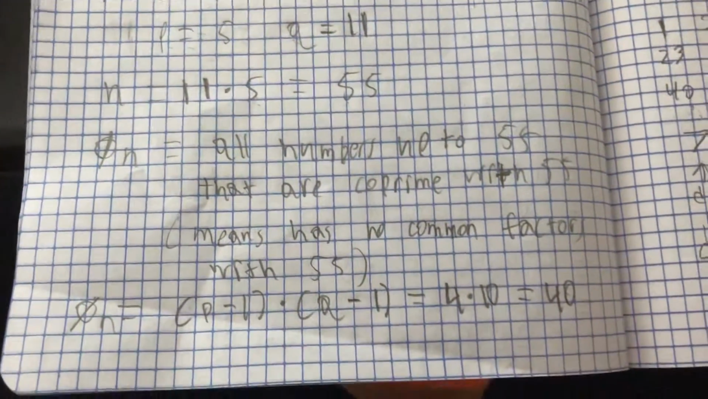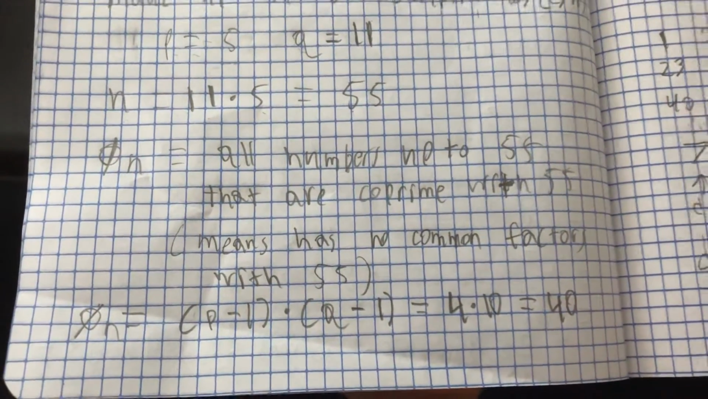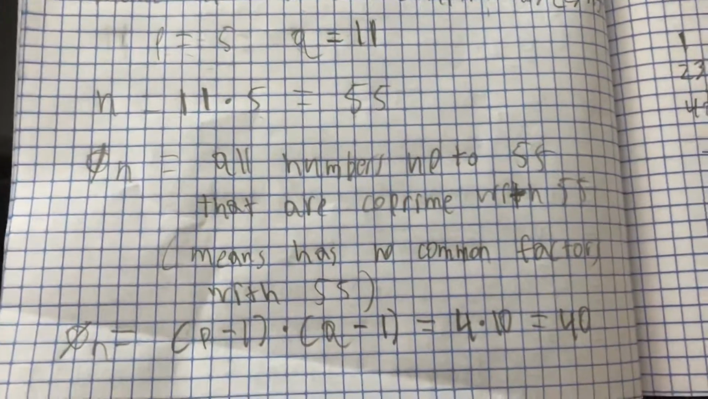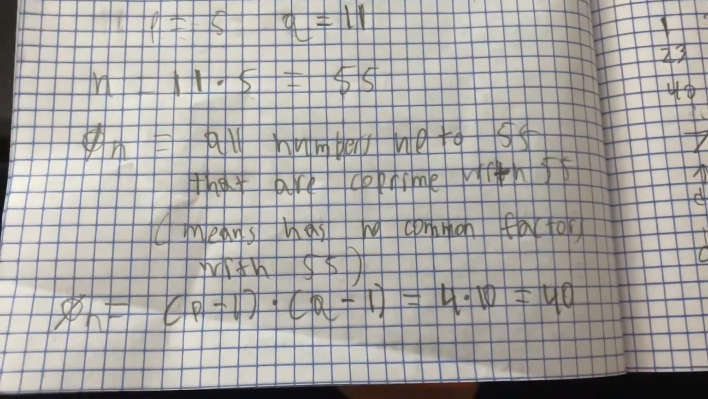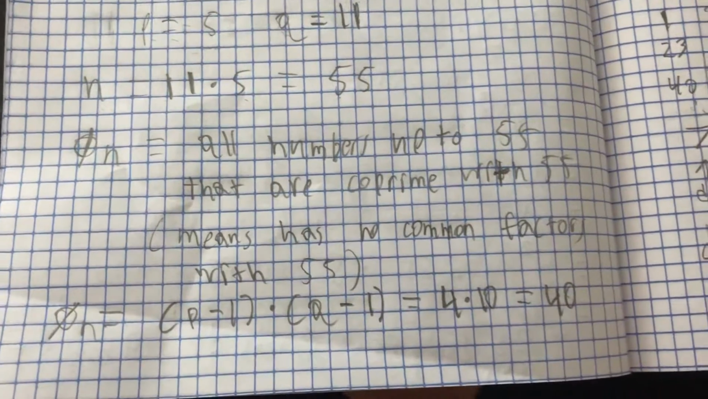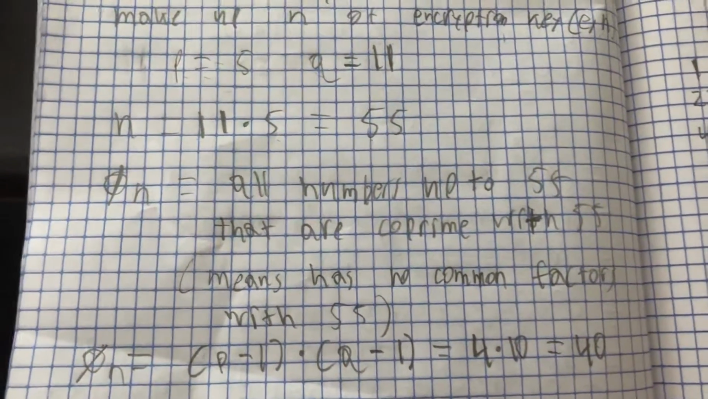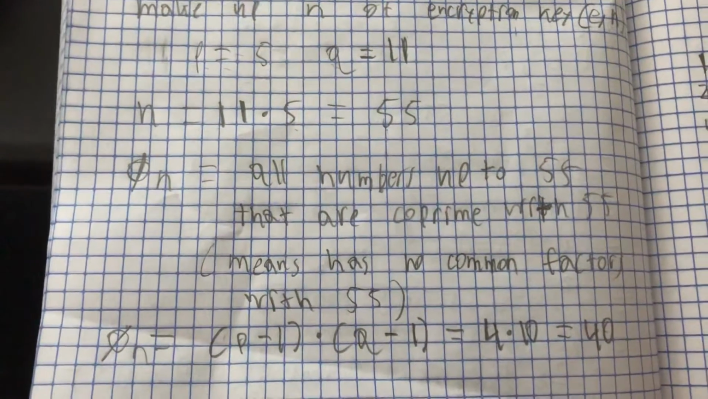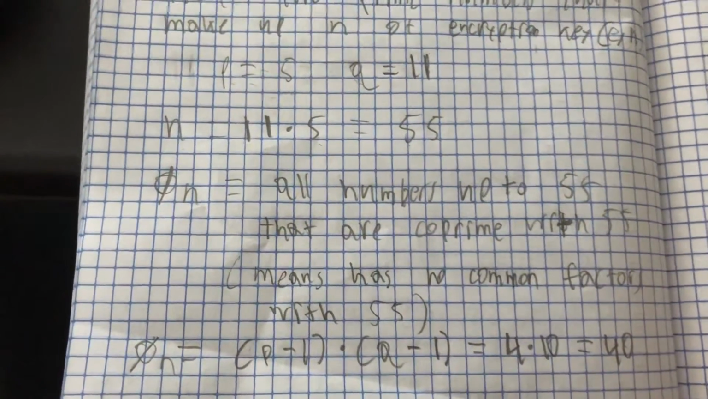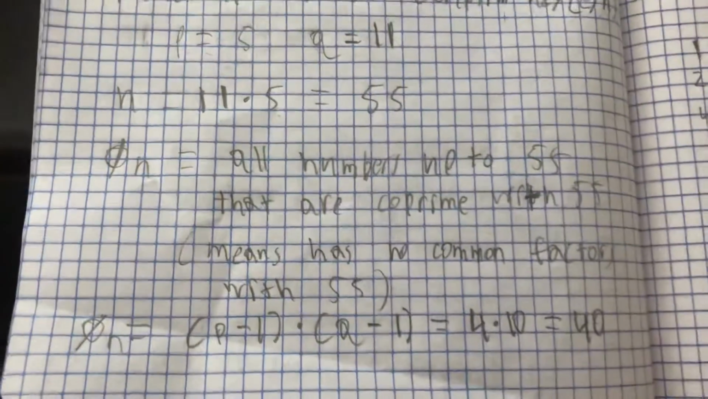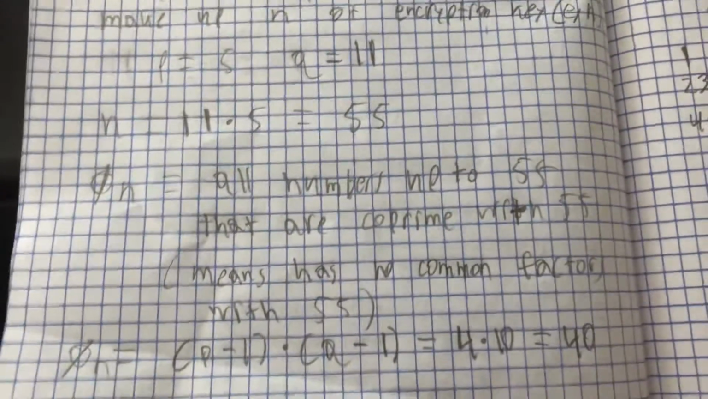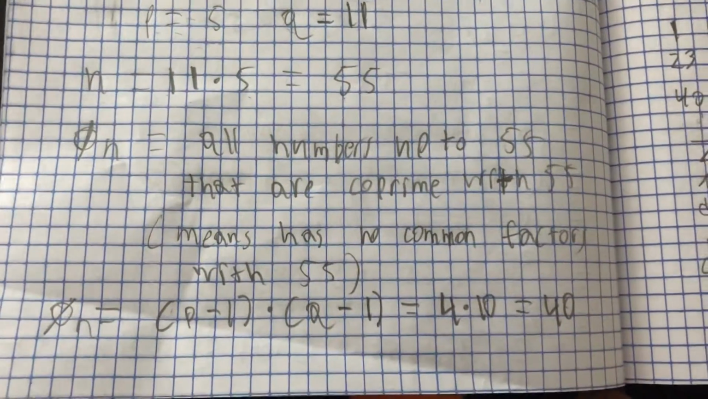Then we need to get φ(N). One way we can find this is that all numbers up to 55 that are coprime to 55. So you would count all the numbers from 1 to 55 that are coprime with it. And you might be wondering what coprime actually is. It means it has no common factors with 55.